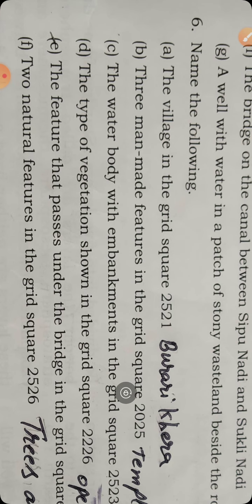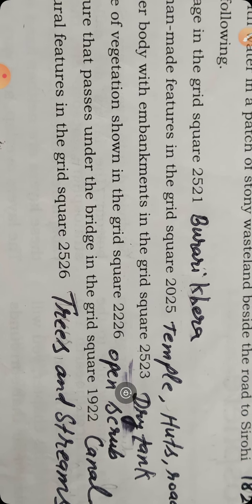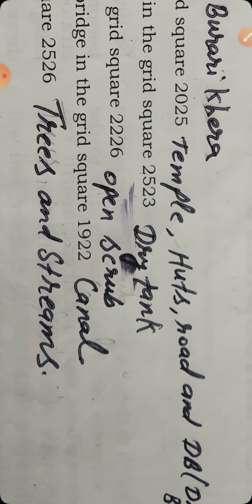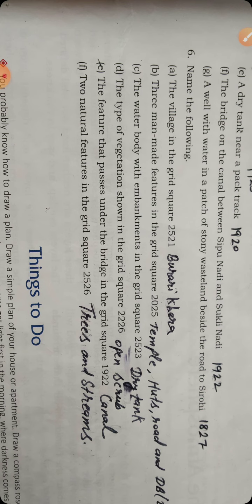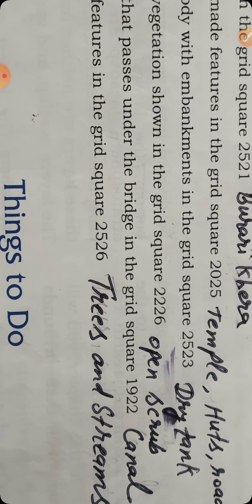Now let us name the following. The village in the grid of 2521: when you open that page, you will see it as Burari Kheda. Three man-made features in grid square 2025 are temple, huts, roads, and DB. DB stands for what? Dak bungalow. Below in the key it is written DB stands for dak bungalow. The water body with embankments in grid square 2523 is a dry tank. The type of vegetation shown in grid square 2226 is open scrub. The feature that passes under the bridge in grid square 1922 is a canal. And the last question, two natural features in grid square 2526 are trees and streams.